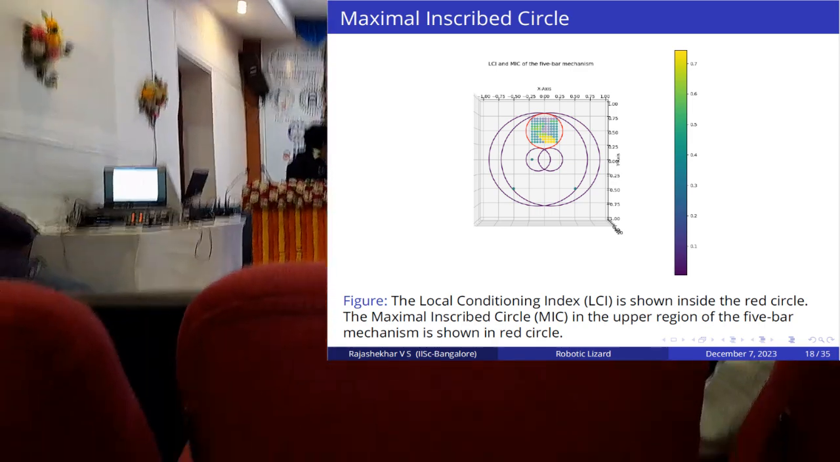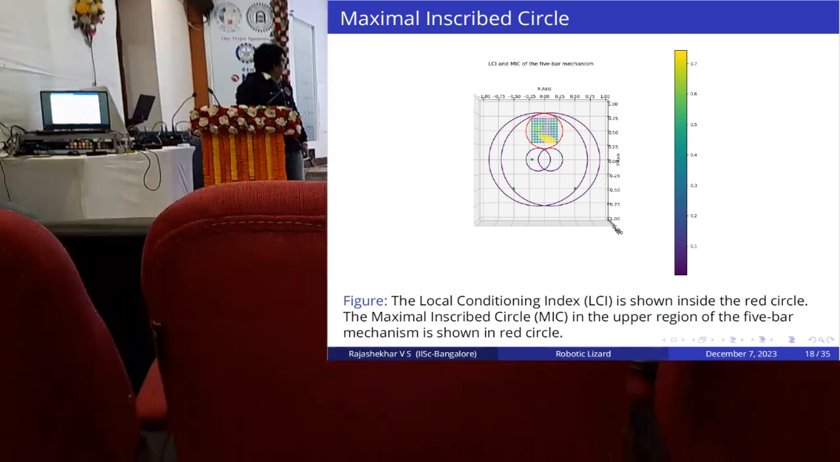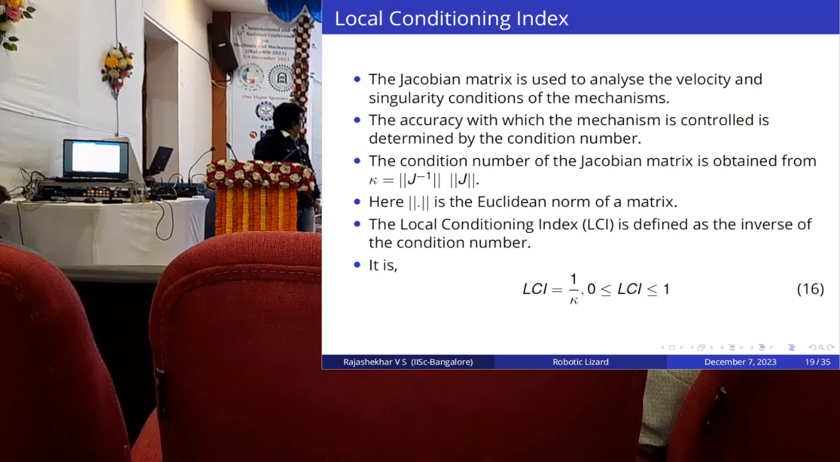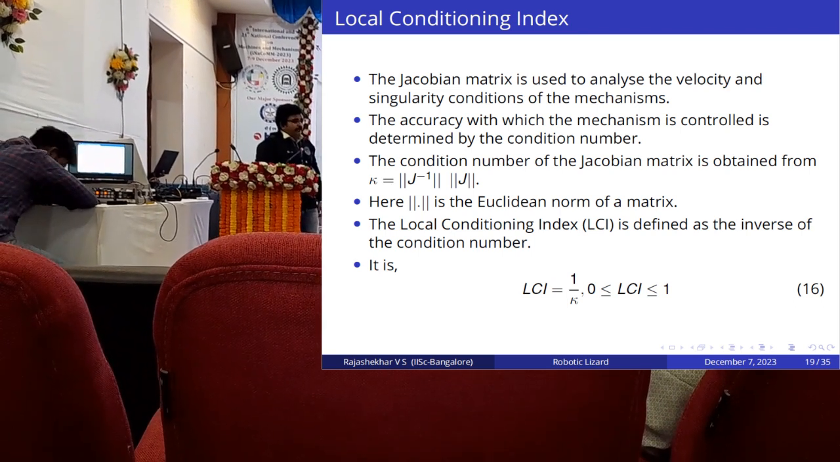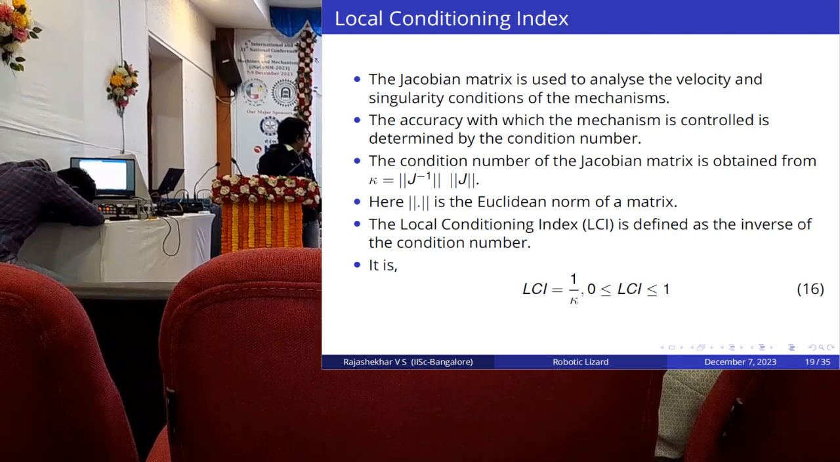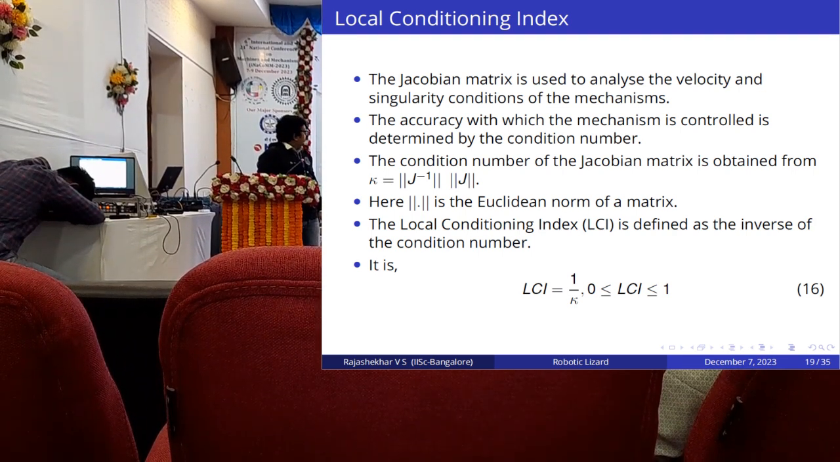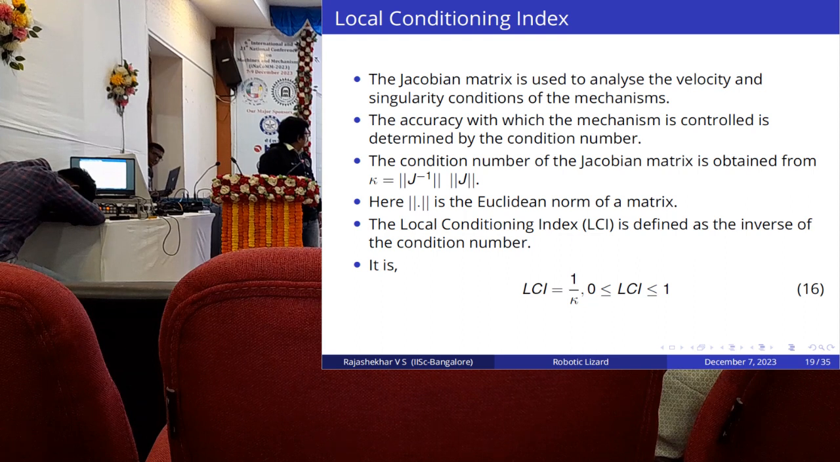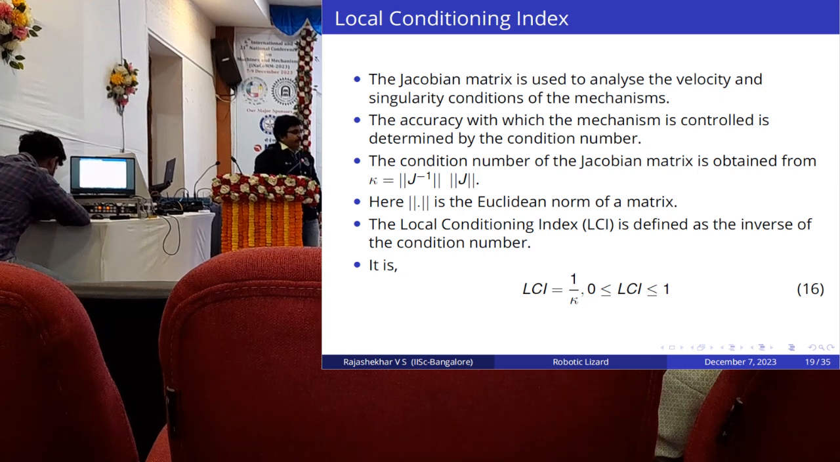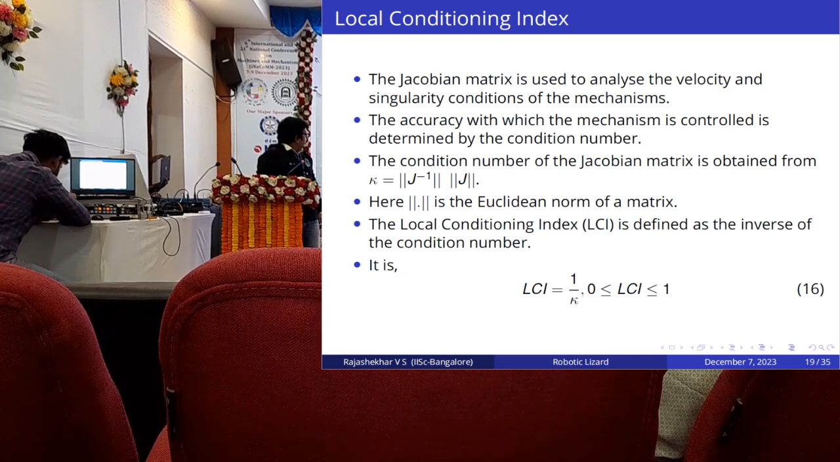So this is marked with the red circle, as shown in this figure. Then there is a parameter called the local conditioning index in kinematics, which is as follows. Here the Jacobian matrix is taken and its inverse is formed, which is multiplied by the Euclidean norm of the Jacobian matrix, and we get the kappa value. The local conditioning index is nothing but the inverse of kappa.